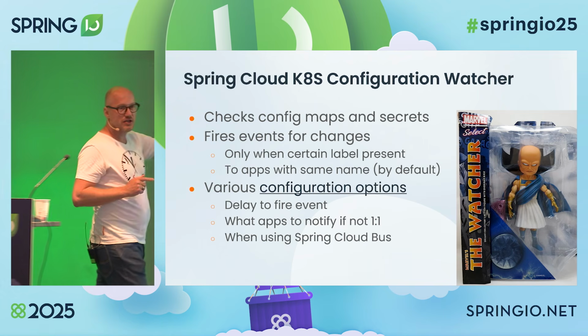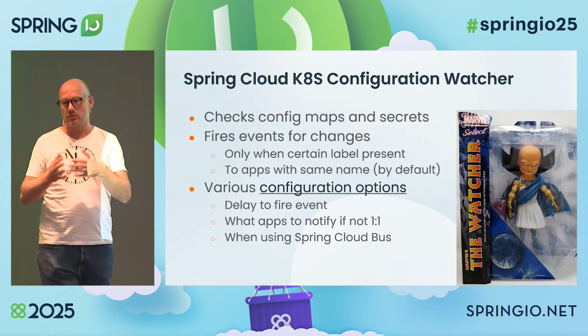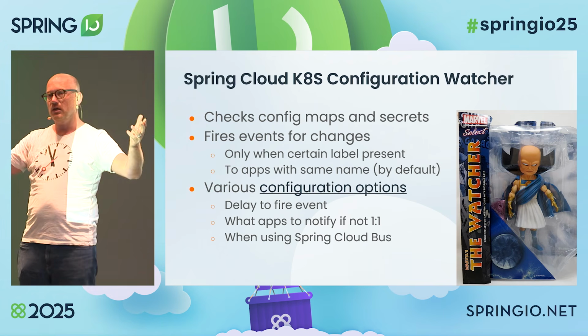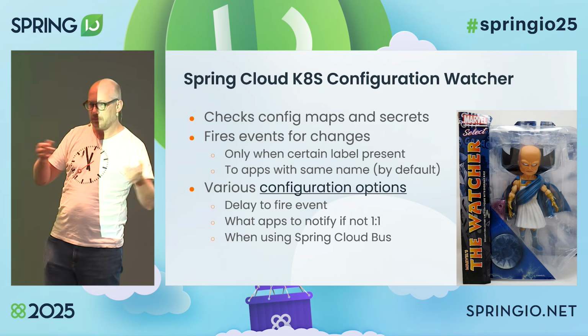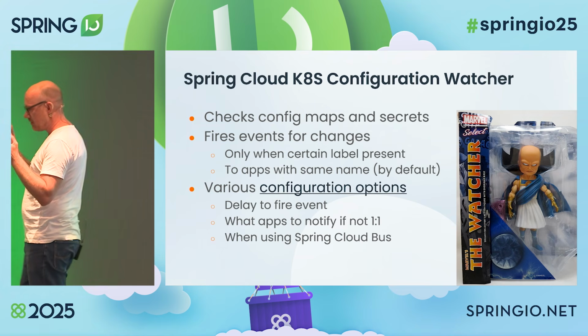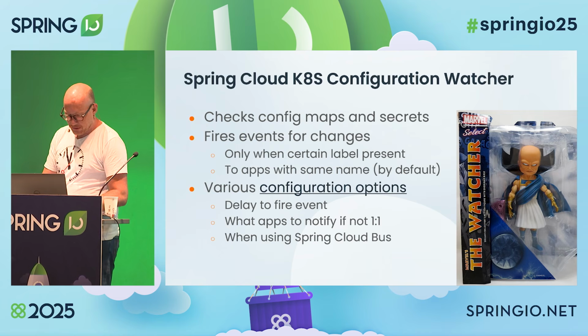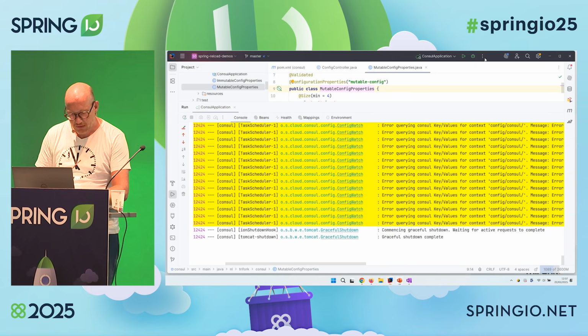You can also configure some other stuff. For example, maybe you have shared configuration, so you want a config map to actually be notified to multiple applications. You can say which ones that should be. There's some other stuff as well. Let's have a look. So we're going to do another demo.